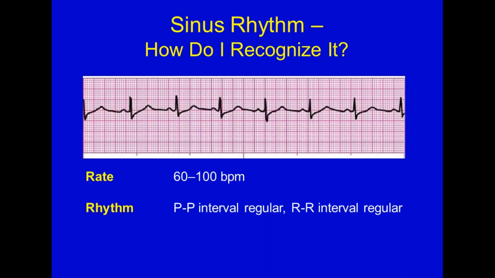So sinus rhythm, by definition, the rate has to be 60 to 100. We're going to have a regular P to P interval. So remember, that means if we take our calipers, we measure from the same spot on 2 different P waves, we should be able to flip it over to that third and that fourth, and it should just march out. And the same with something on our QRS complex.